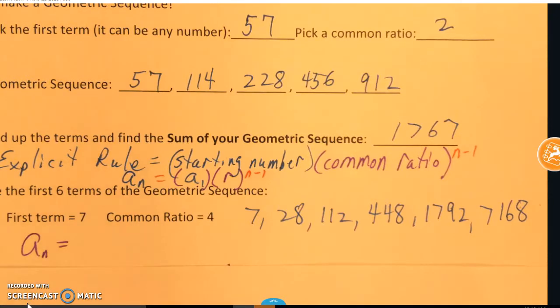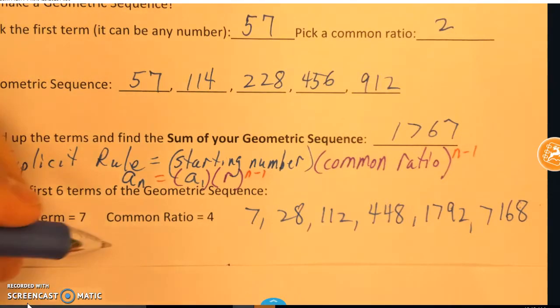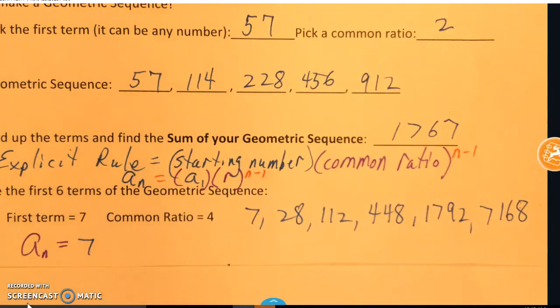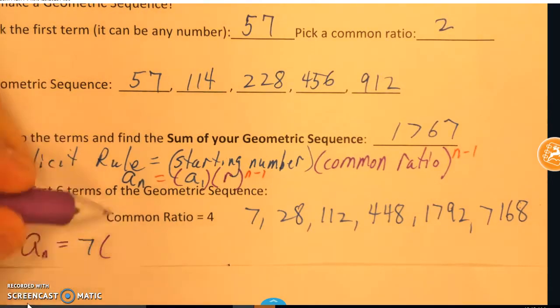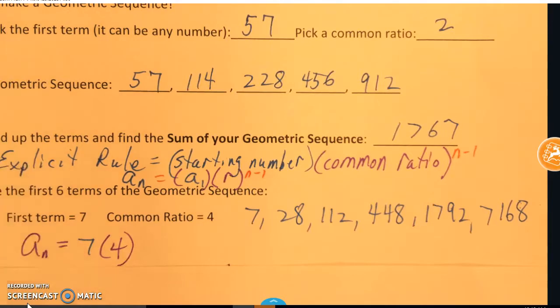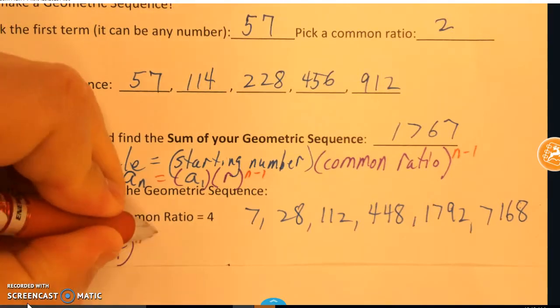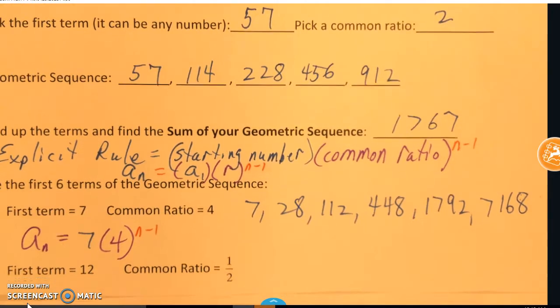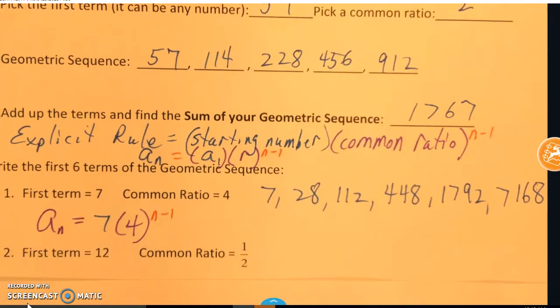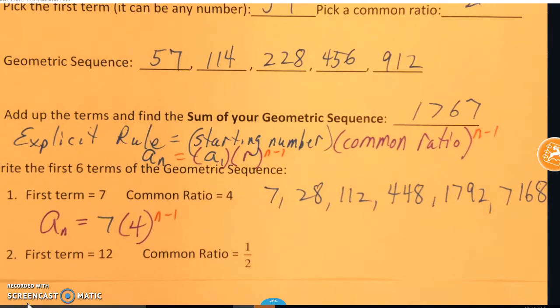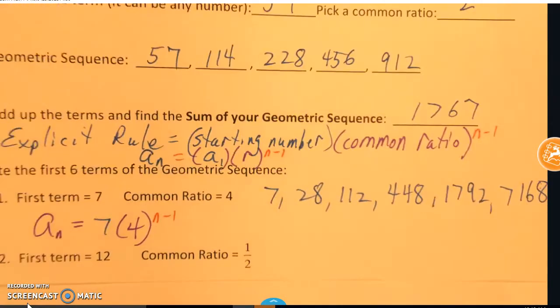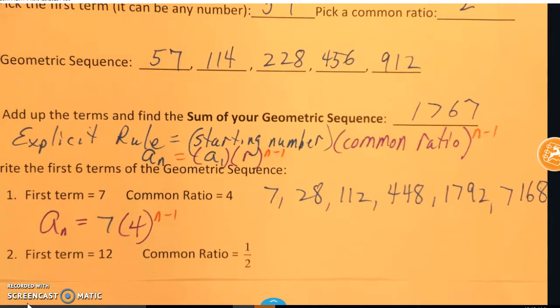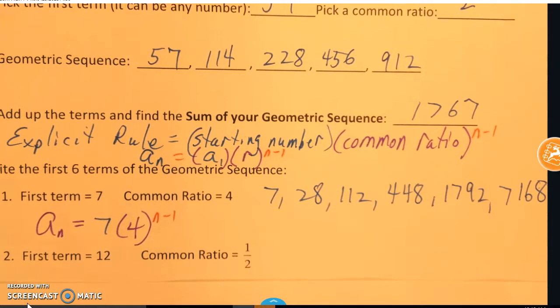Now, if we're going to write the explicit rule, let's just call this a sub n. Well, what's the first term? So the first term here is 7. Now, the common ratio is 4. And then you write the n minus 1 exponent. Now, you do number 2. The first term is 12, the common ratio is a half, we throw a fraction at you. You find the first 6 terms, and if you have a little extra time, write out the explicit rule.